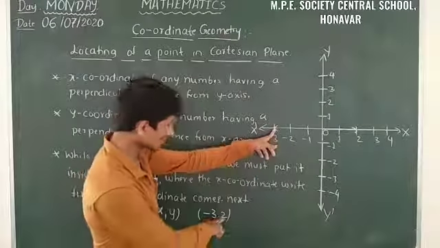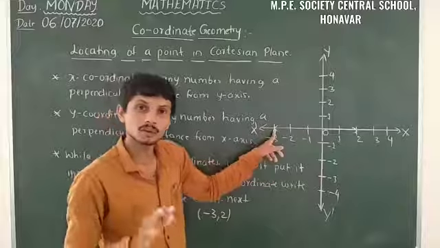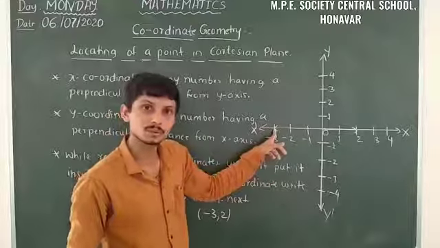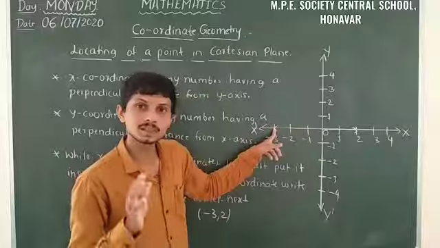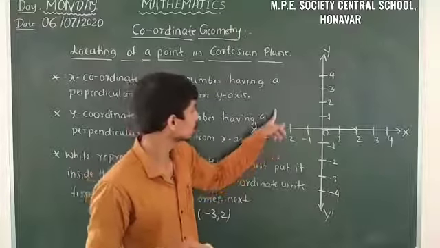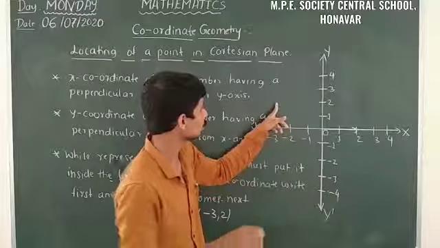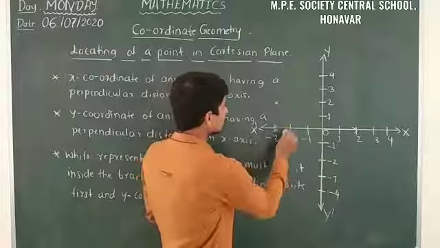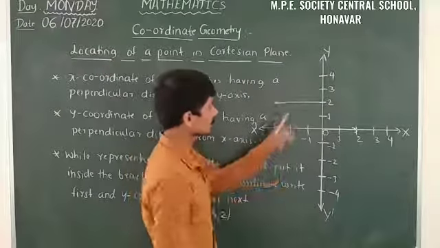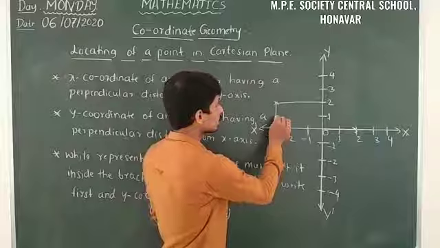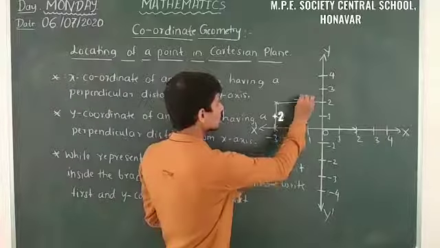Then we have to take the 2 here, y coordinate of 2. That means we have to take the perpendicular distance from the x-axis at a distance of 2 here. So that means it is at a distance of minus 3 and here it is a distance of 2.